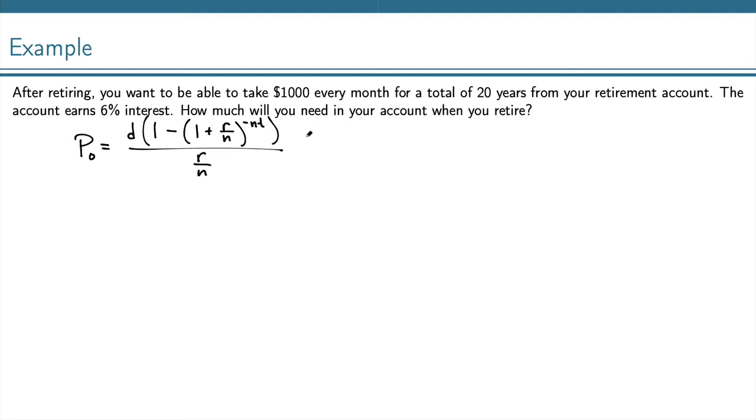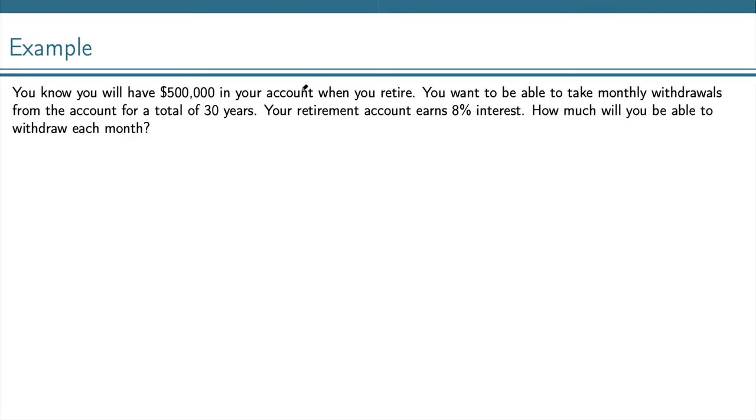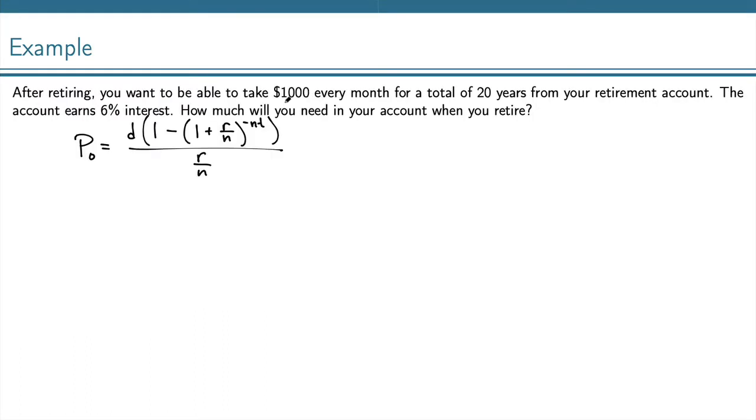Let's go ahead and identify some things that we have. First of all, $1,000. That's our regular withdrawal. We want to take that out every month. So that's going to be D. So we have D equals 1,000. We want to do this for a total of 20 years. So that is T, the amount of time that we want to take our withdrawals. So T equals 20. The account earns 6% interest. So that is going to be, of course, our interest rate, R. So R equals, and we have to write that as a decimal, 0.06.